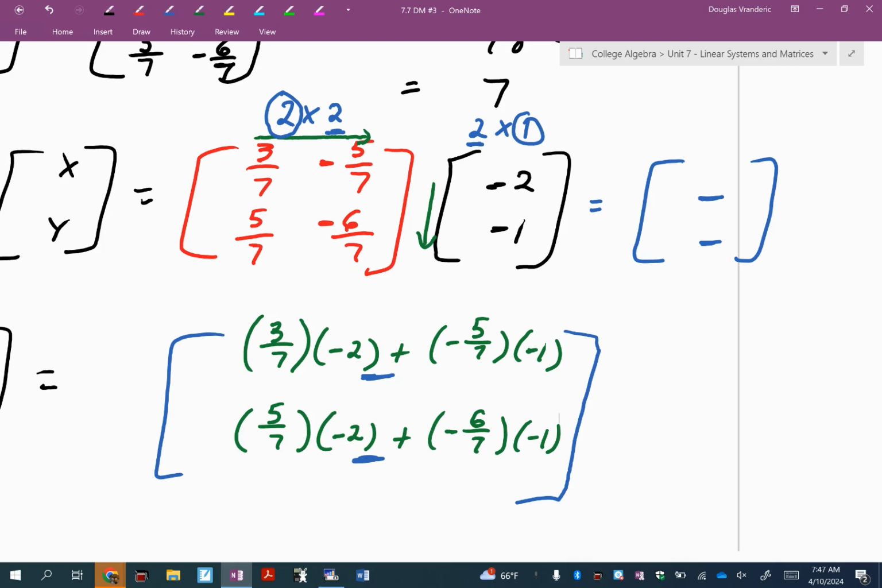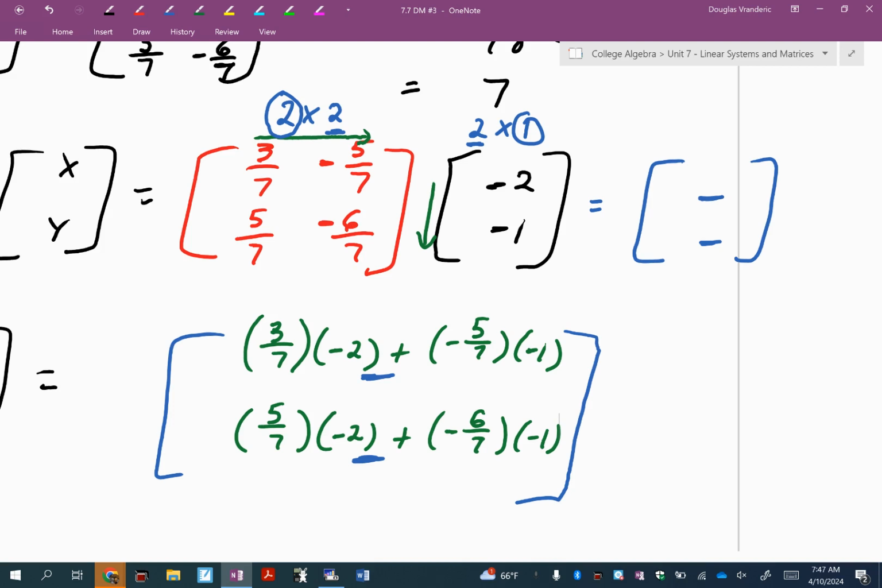All right, so if you turn your calculator on, let's do the first one together. Okay, ready? So we're going to type in 3/7 times negative 2 plus negative 5/7 times negative 1. See if you guys get the same thing I do.